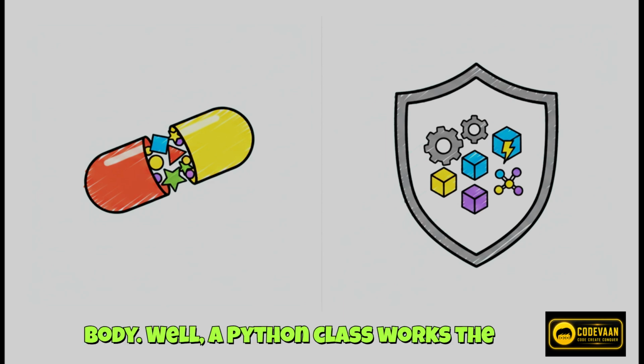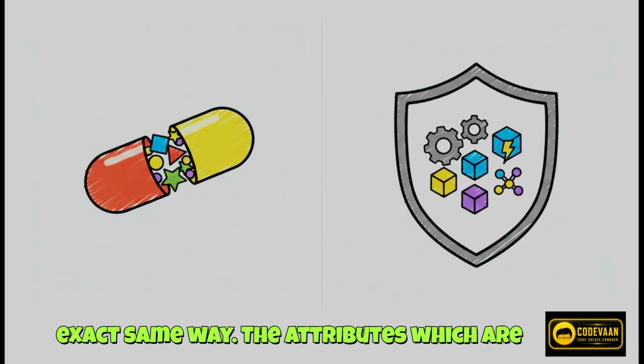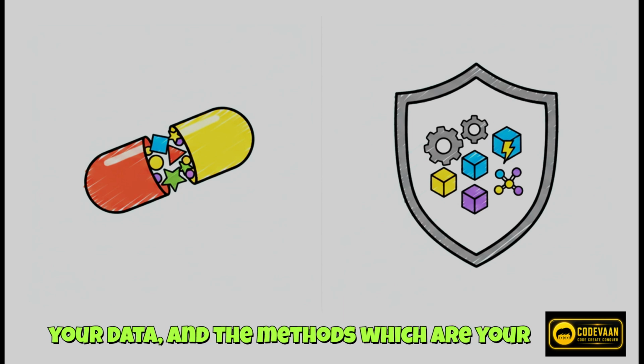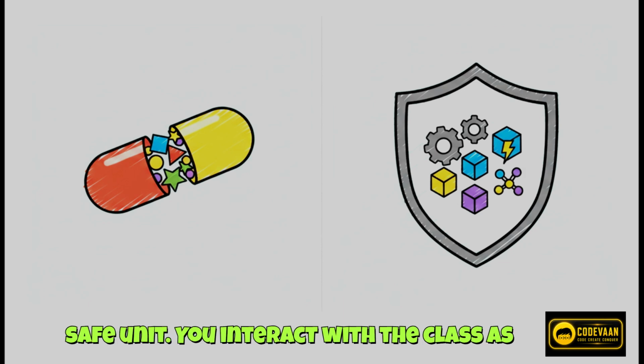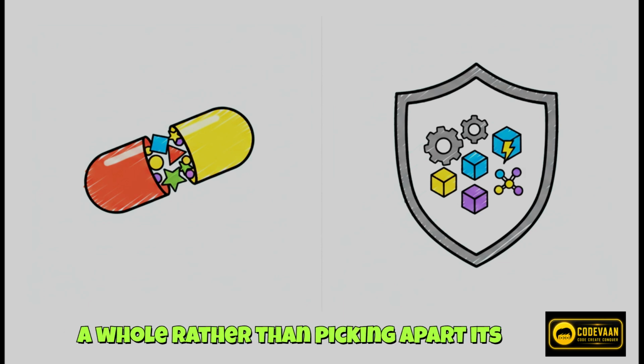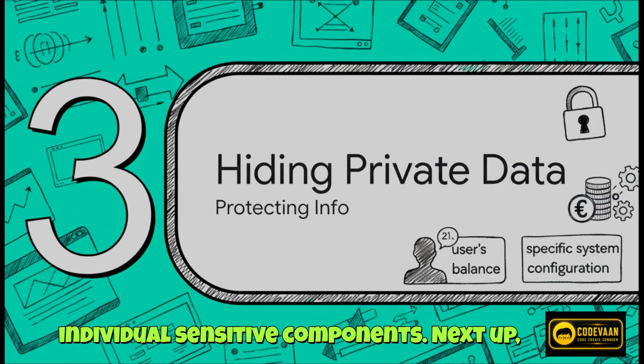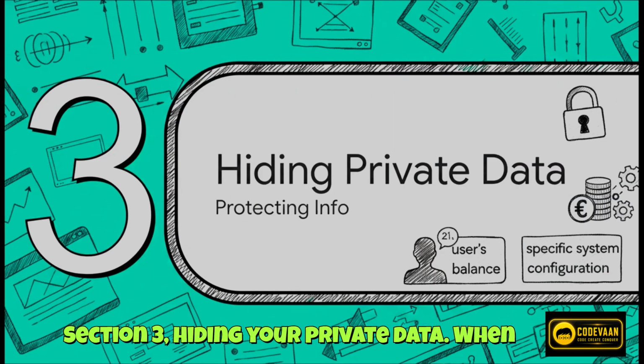Well, a Python class works the exact same way. The attributes, which are your data, and the methods, which are your functions, are bundled together into one safe unit. You interact with the class as a whole, rather than picking apart its individual sensitive components. Next up, Section 3, hiding your private data.